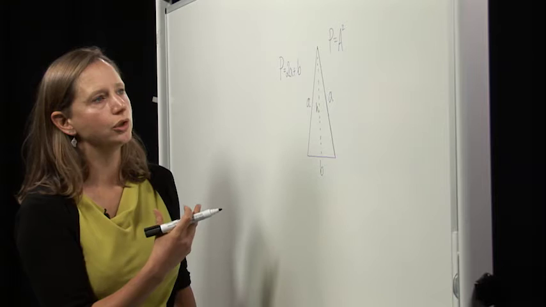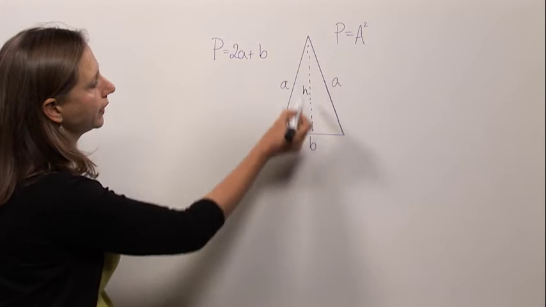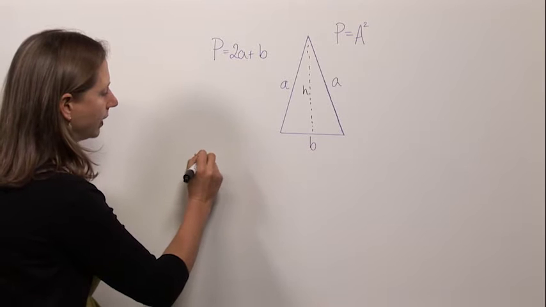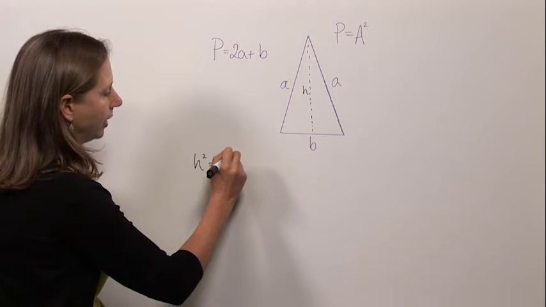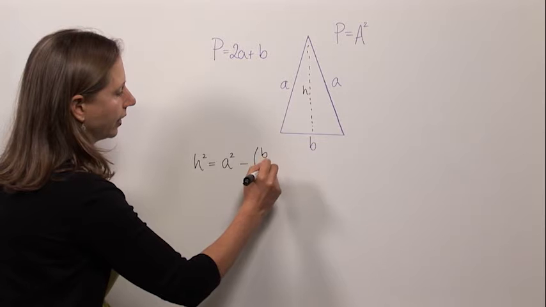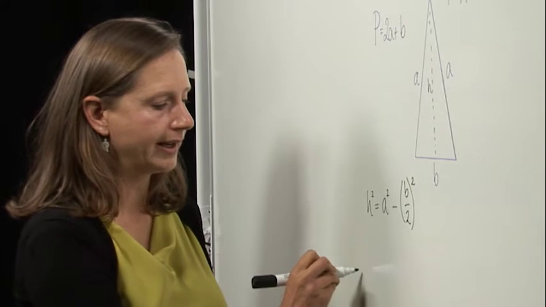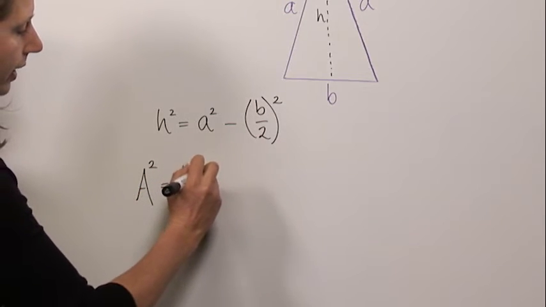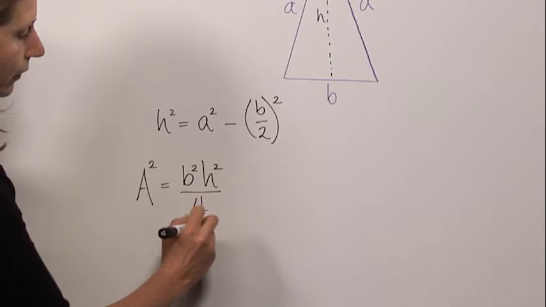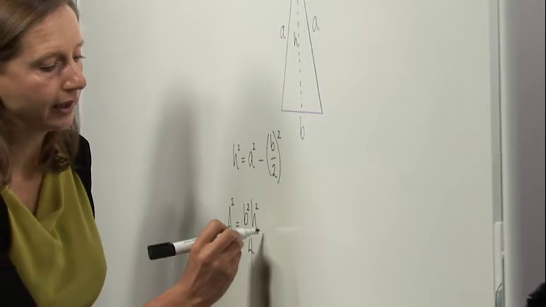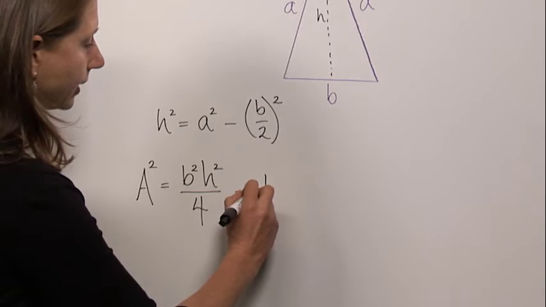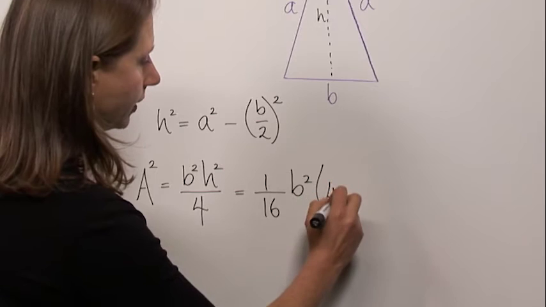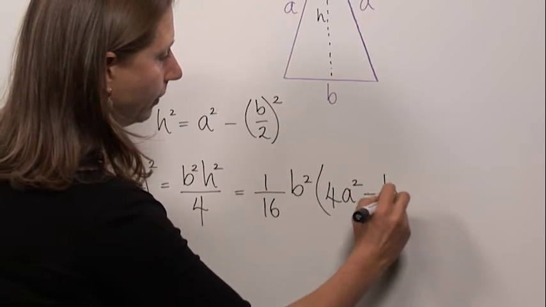Well, one way to introduce the area is to look at this perpendicular height here, which I've labelled h. And we can use Pythagoras to get that h squared is equal to a squared minus a half b squared. And now we can look at the area squared, and that is going to be b squared h squared over 4. And when we substitute this in and tidy it up a little bit, we're going to get 1 over 16 b squared times 4a squared minus b squared.